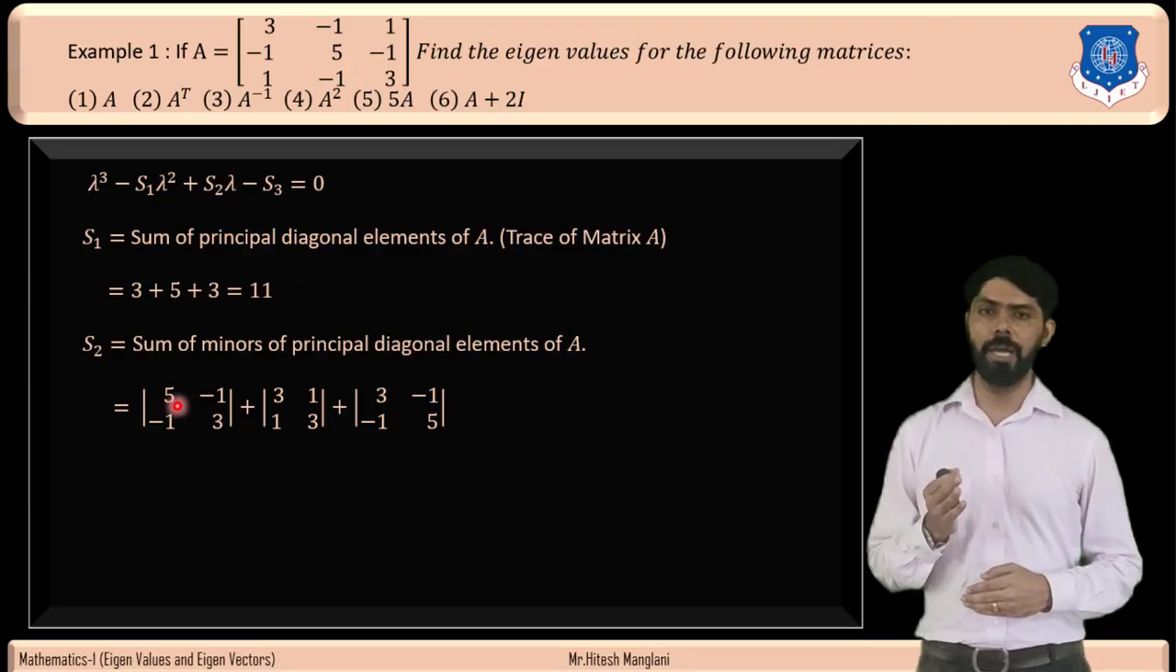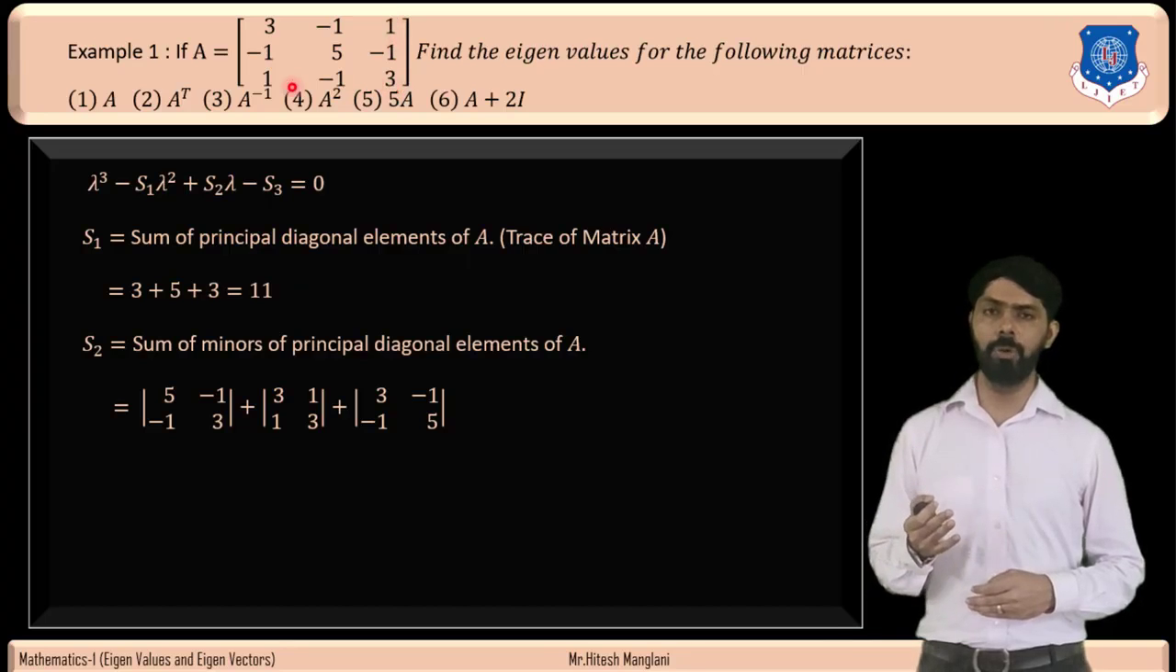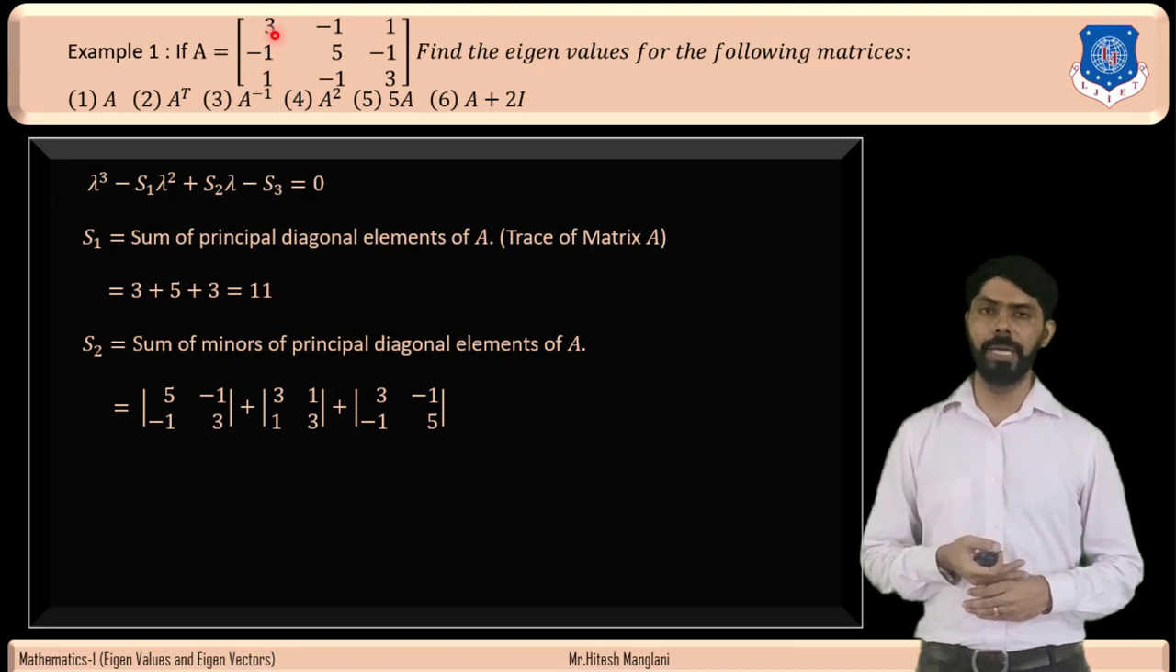So it will be the determinant of 5, minus 1, minus 1, 3, plus, now we take the minor of 5, which is in the second row and second column. So we hide the second row and second column, and the matrix will be 3, 1, 1, 3. We take the determinant of it, plus the minor of 3, which lies in the third row and third column. So we hide the third row and third column, and write down the matrix, which is 3, minus 1, minus 1, 5. Now we take the determinant of that matrix.